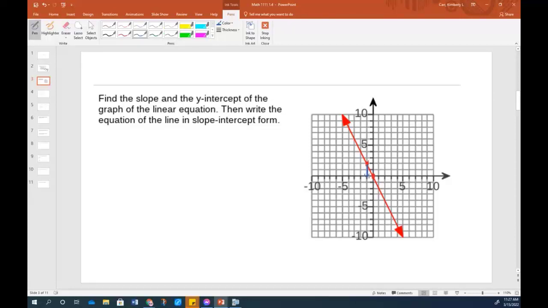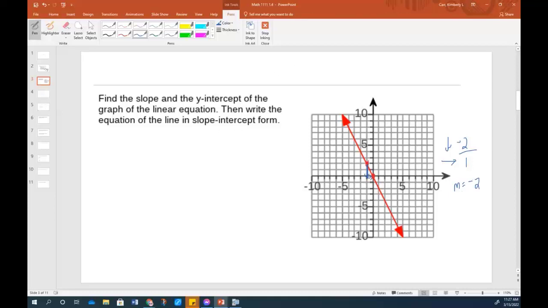So I can go down and then I can go over. And what that tells me is I went down 2, so that's a negative 2. And then I went to the right 1. So that slope is negative 2 over 1, which is negative 2.